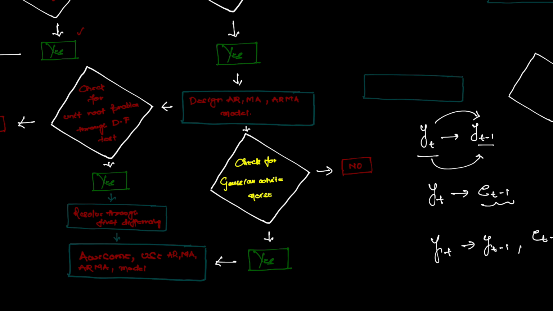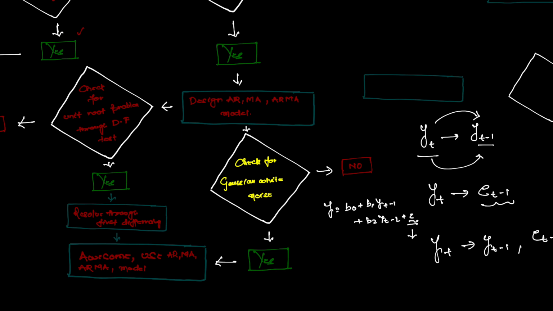So again you will check for what? White noise process, where in y or error term, so you design the model y is equal to b naught plus b1 into yt minus 1 plus b2 into yt minus 2 plus error term. Now this error term is a Gaussian white noise process. This error term should be Gaussian white noise process.